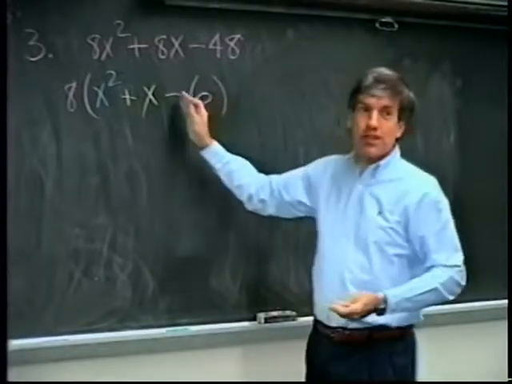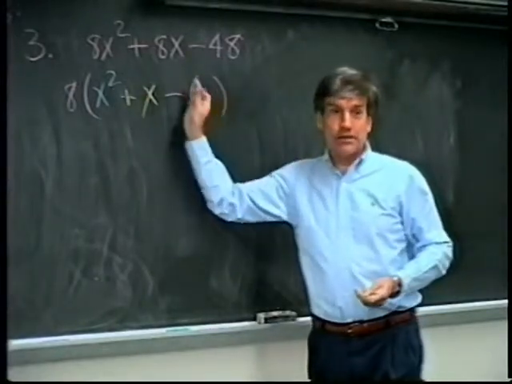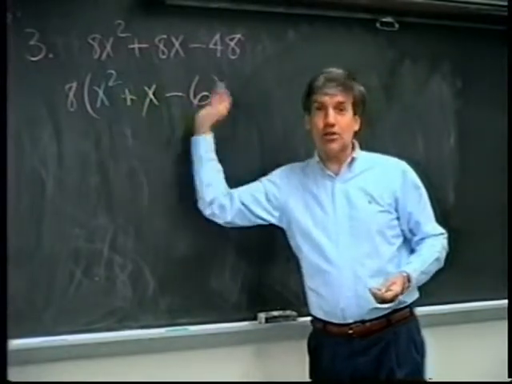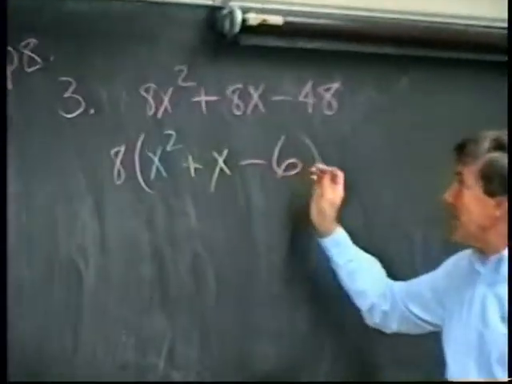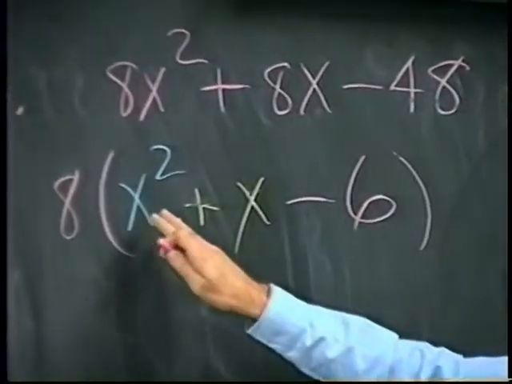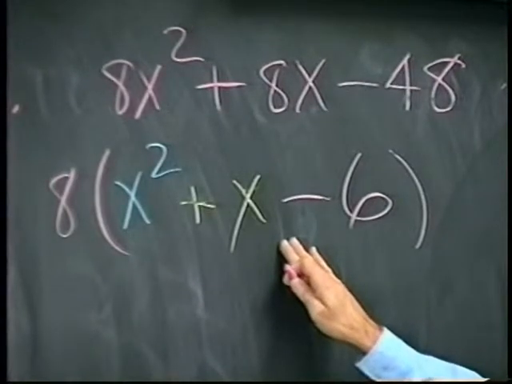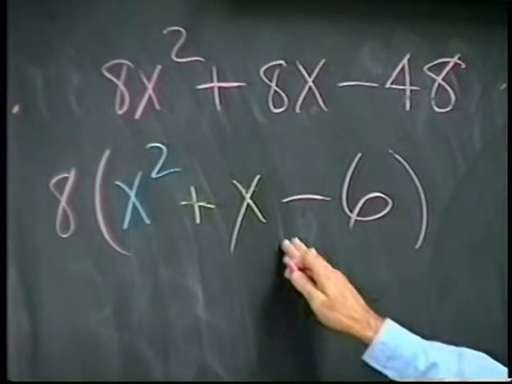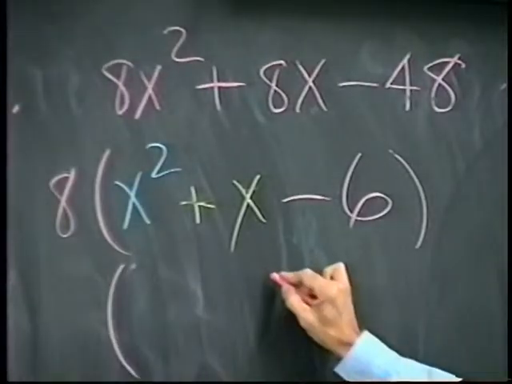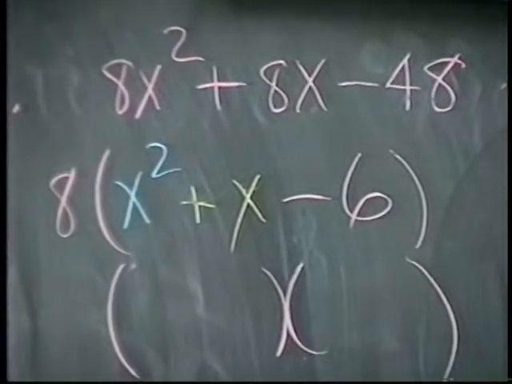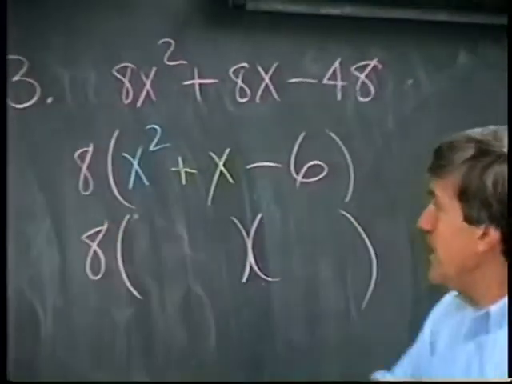And if you'll notice, I've color-coded it for you. Now what I need to do is, this is a trinomial in here, isn't it? Can you factor that trinomial by the methods we've just been doing? So let's do it. Two sets of parentheses, with the 8 out in front.